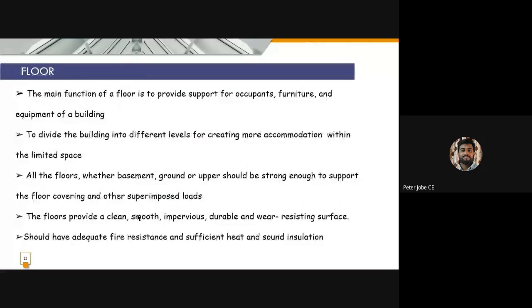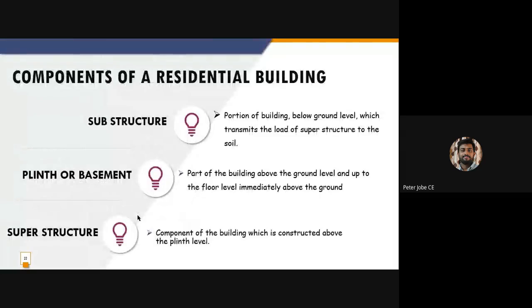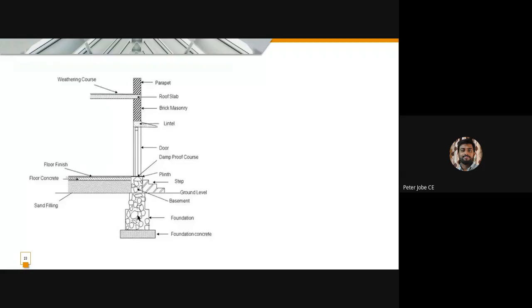So we were discussing the different parts of a building, components of a residential building, and we have discussed foundation, concrete foundation, basement, steps, flooring, floor finish, damp proof course, doors and windows, lintel, sunshade, brick masonry, roof slab, weathering course to the roof slab, parapet, and other finishes. So we have discussed all of it, and I hope everyone has understood what the different parts of a building are and what terminologies are used to describe them. Does anyone have any doubt regarding the same?